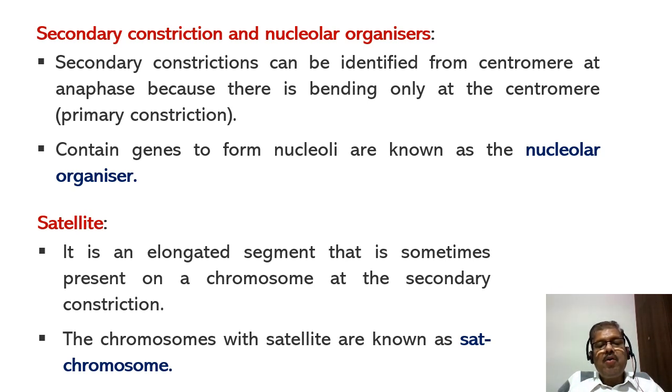Actually, it is an elongated segment that is sometimes present on the chromosome beyond the secondary constriction. The chromosomes with the satellite are commonly called SAT chromosomes.